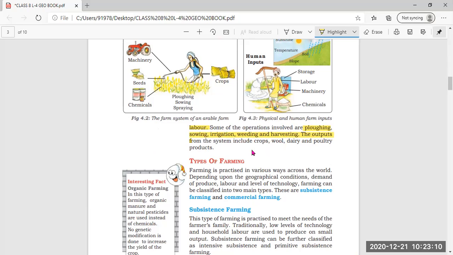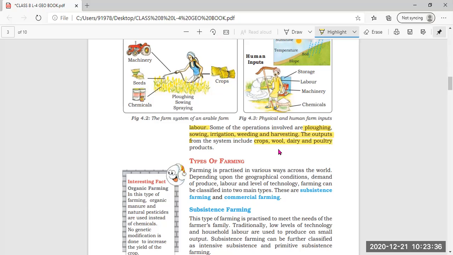So all these activities take place in the farming process. The output from the system includes, now what is the output? After much labor, we are doing all these activities for farming, for cultivating the field. What do we get from this labor? We get the crops. If we are growing the crops, we will get the crops from that field.